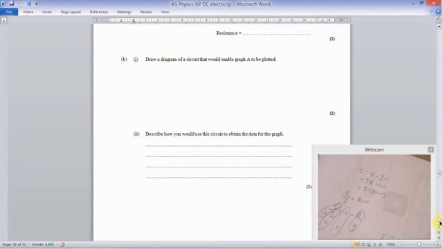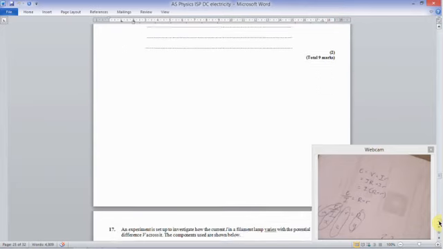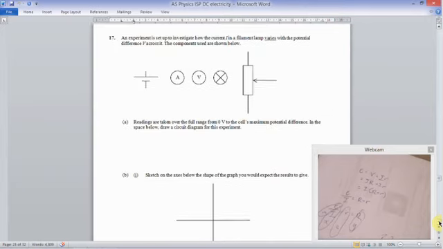Describe how we'd use this circuit to obtain the graph of data. So actually the main thing you really need to get in there as well, which I didn't include earlier on, is some way of varying the power supply or the resistance. You need a variable resistor to vary the current, is the main thing there. Okay.